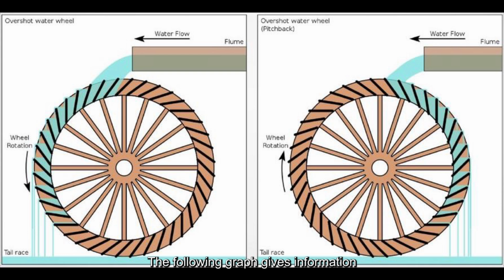The following graph gives information about water wheels with different rotational directions. On the left, we can see a water wheel, which is rotating anticlockwise. On the right, we can see another water wheel, which is rotating clockwise. According to this graph, the water wheels are both overshot ones, with a flume overhead, through which water flows down on the wheels. And we can see tail races lying below the water wheels, in which water falling down from the wheels flow away. In conclusion, the graph is informative.